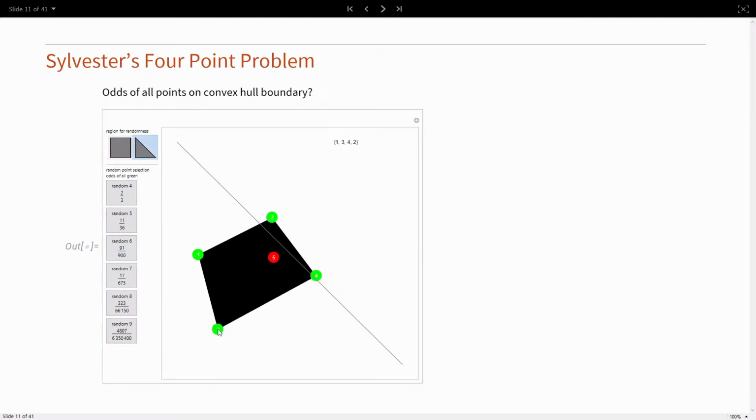So this is kind of an odd thing about how points and lines will work together. This simple problem of a convex hull. Here's 5 points on a convex hull. Here's 4 points with 1 on the interior. This is Sylvester's 4-point problem.